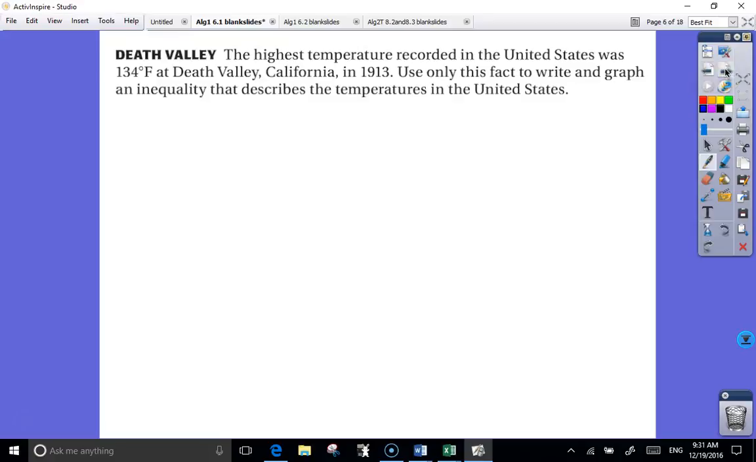Okay, the highest temperature recorded in the United States was 134 degrees Fahrenheit at Death Valley, California in 1913. Use only this fact to write and graph an inequality that describes the temperatures in the United States. Okay, let's see. Well, so let's say T equals temperatures in the United States. T for temperatures. Okay, so we've got a T and we got a 134. What inequality symbol goes in between those so that we're describing all the temperatures in the United States?